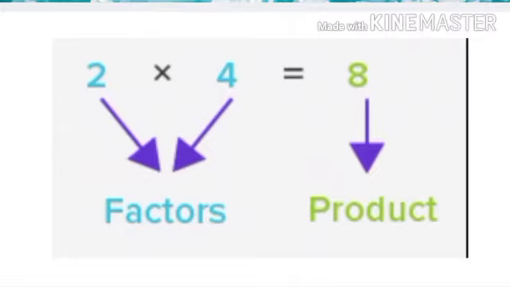You have seen this in the multiplication table, isn't it? Already we have learned that the first number is the multiplicand, next is a multiplier, the answer is called as product. Here we can say these 2 and 4 are the factors of 8.